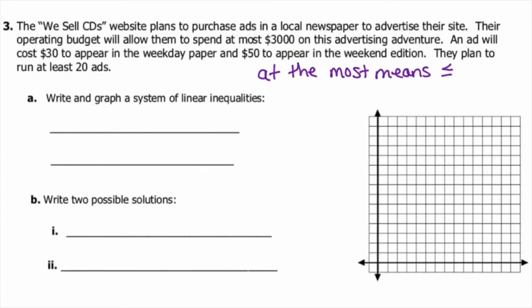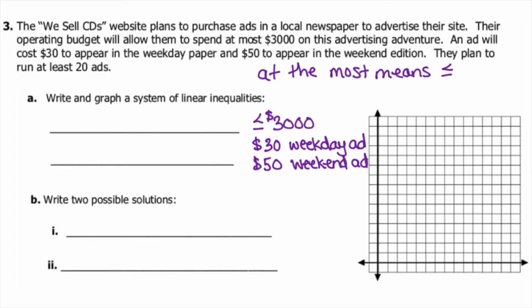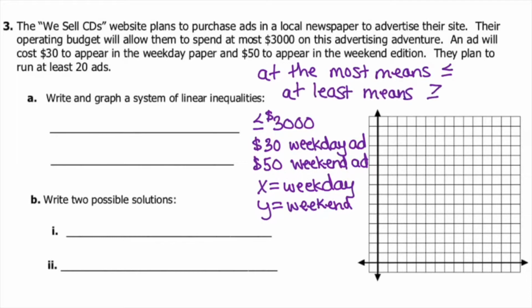An ad will cost $30 to appear in the weekday and $50 to appear in the weekend edition. They plan to run at least 20 ads. So X is the first one they mentioned, a weekday, Y is the weekend, and at least means greater than or equal to because they have to have at least 20. So greater than or equal to 20.